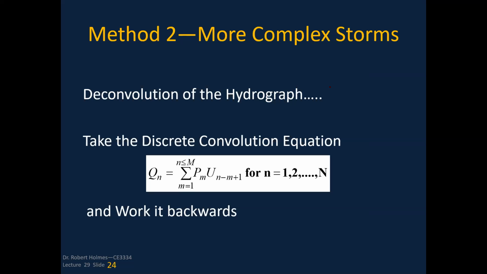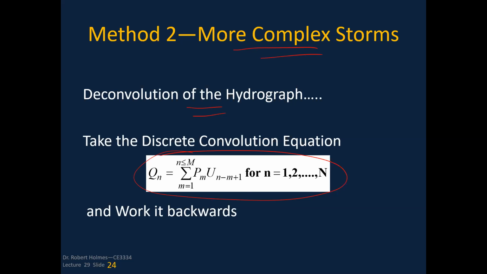Let's move into the second method, which is where you have more complex storms. And there we have to deconvolute the hydrograph and use something called Gaussian elimination. It's a fancy word for starting with the lowest combinations of unknowns and working your way to where you solve all the unknowns. And so I have to be able to explode this convolution equation.